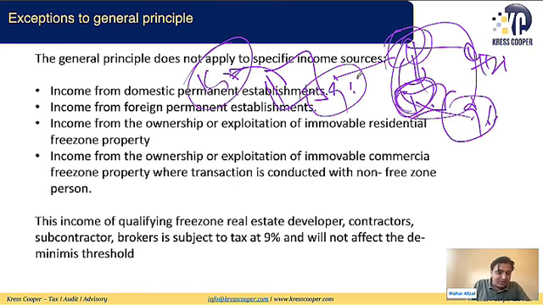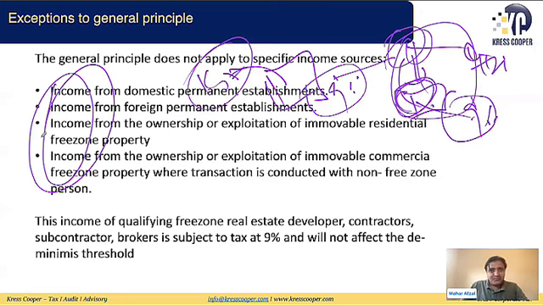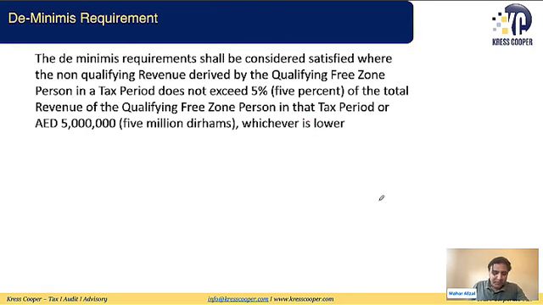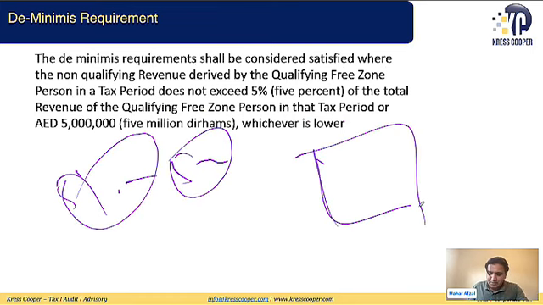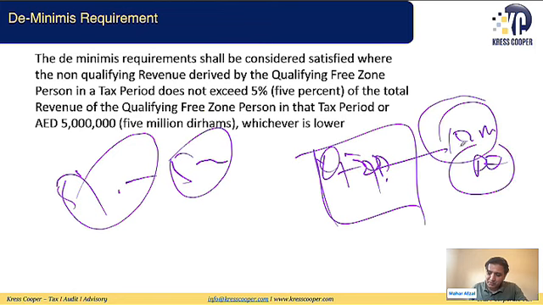And the important thing is, these four transactions will not have any impact on the de minimis. They will not burst the de minimis threshold. The de minimis threshold is 5% or 5 million, whichever is lower. So there is one company in the qualifying free zone, earning, assume, 10 million from its PE on the UAE mainland. This 10 million is greater than 5 million, but it will not burst the de minimis criteria.